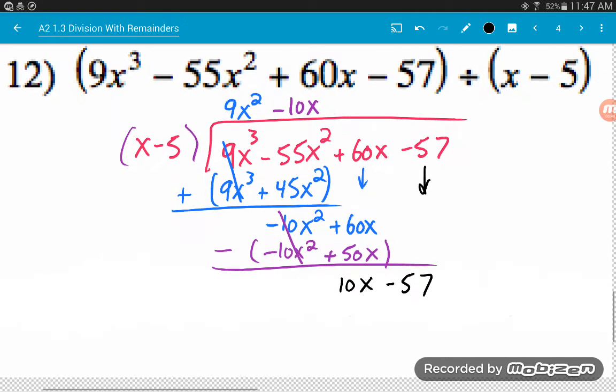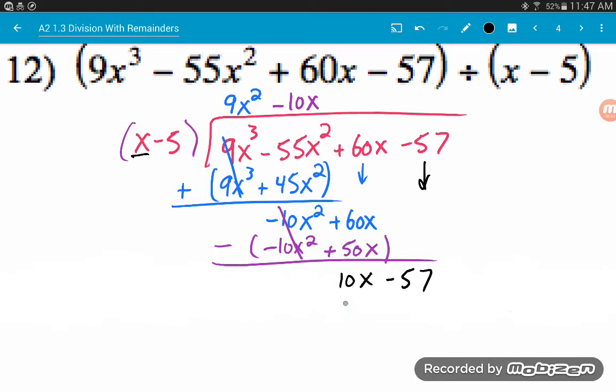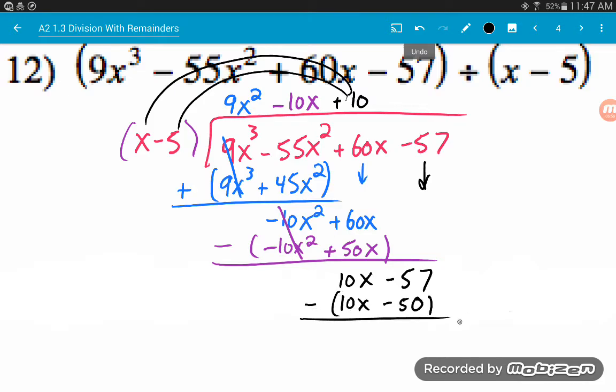Last time of rinsing and repeating the same steps, I say how many times does x go into 10x? Well, that one's easy. Positive 10 times. Distribute. I get 10x minus 50, parentheses and subtract. That crosses out. Minus negative 50 becomes plus positive 50. Negative 57 plus 50 is going to be negative 7. That's our remainder.